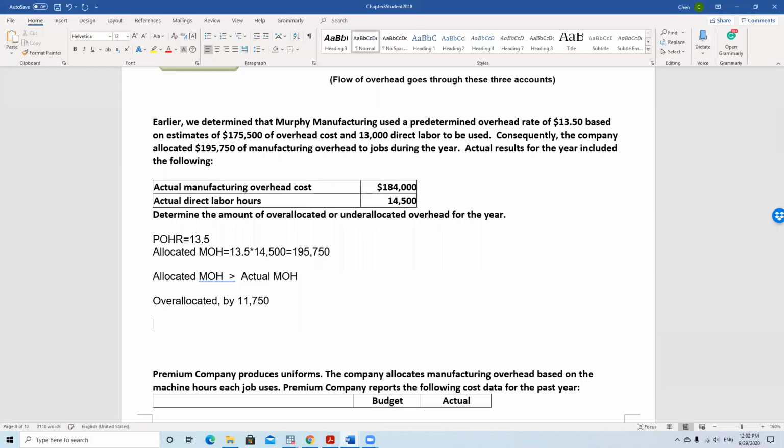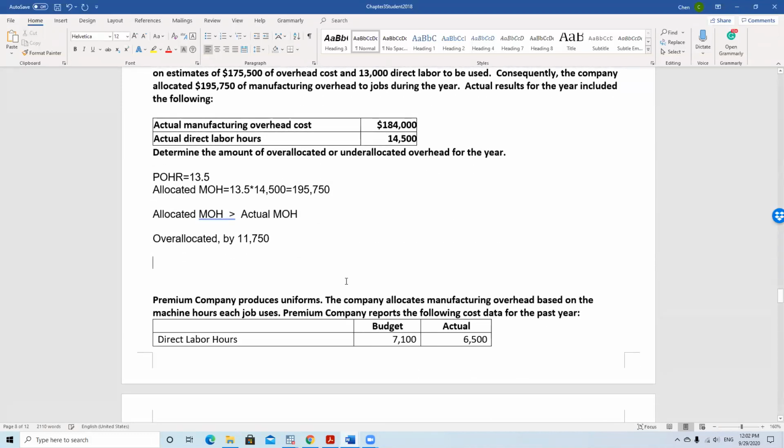And then if we do an over allocated, what do we do? Increase or decrease our cost of goods sold? Yes, we will decrease cost of goods sold.